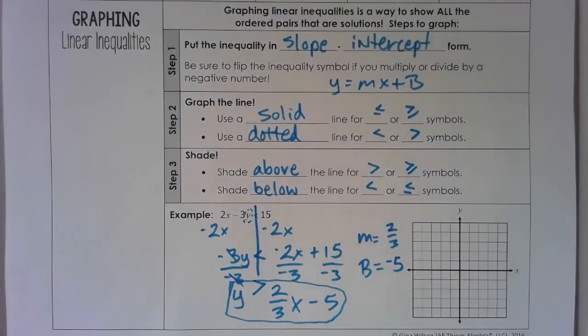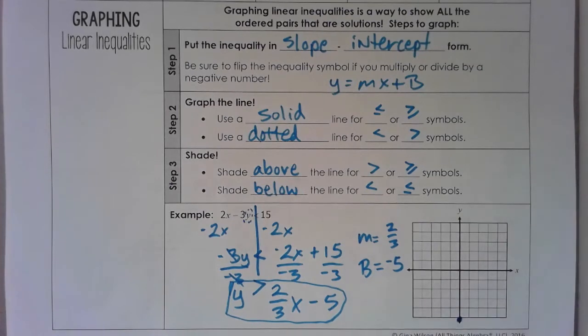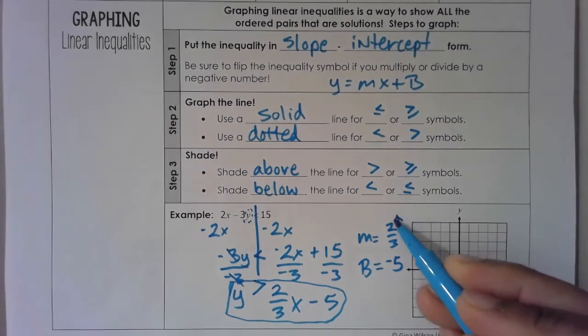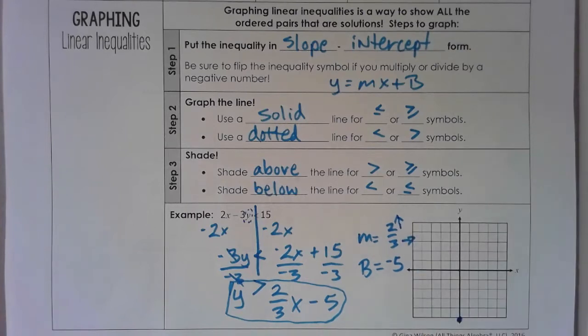And then I can begin my graph. I always begin with my b when I'm graphing. So I'm going to go down to negative 5, 1, 2, 3, 4, 5, and put my dot here. That positive 2 tells me I have to go up, and the positive 3 tells me I go to the right. So I'm going to go up 2/3. Those are really the only 2 points I have to graph in order to do this particular graph.